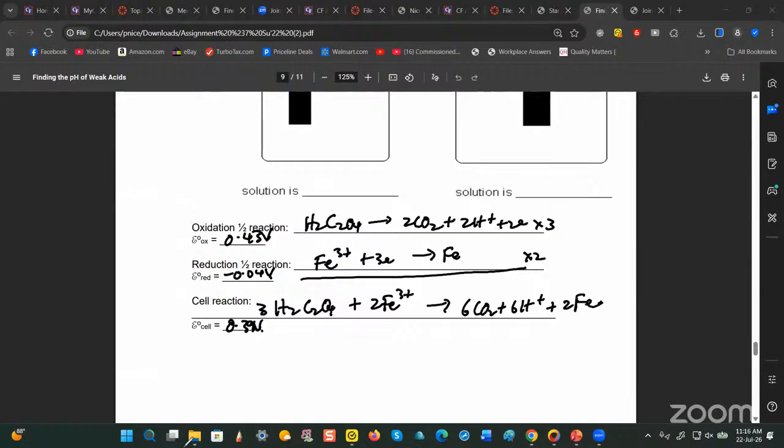So did I complete the table? Nitrate is soluble, right? It's a spectator ion. Well, the nitrate is a spectator ion, and let me see here.